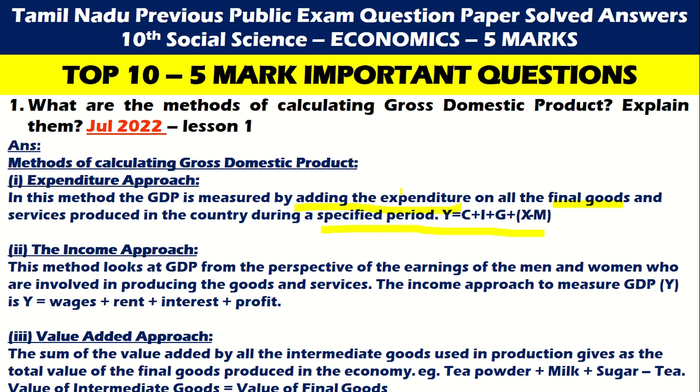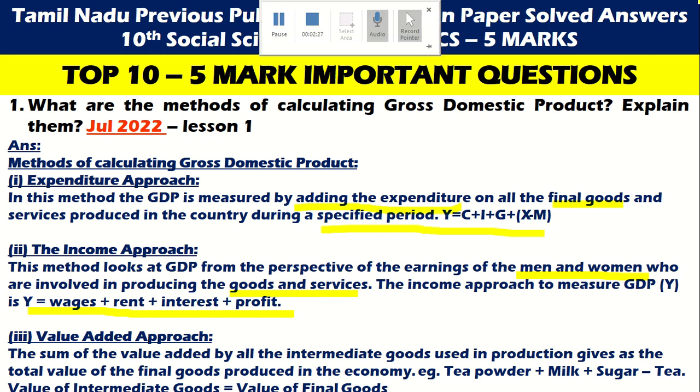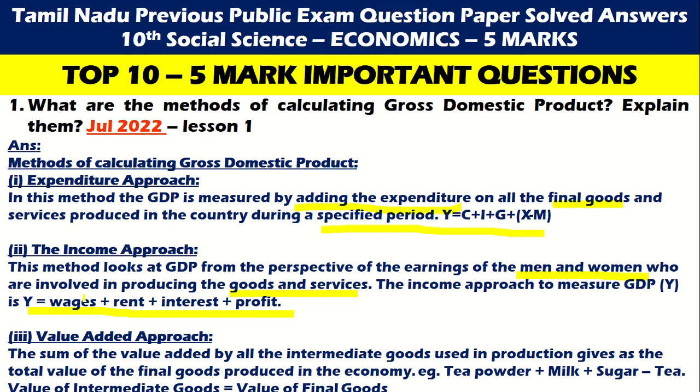Next, the income approach. This method looks at GDP from the perspective of the earnings of the men and women involved in producing the goods and services. The income approach is used to measure GDP, that is Y is equal to wages, rent, interest and profit. This is very important. So Y is equal to wages, rent, interest and profit.